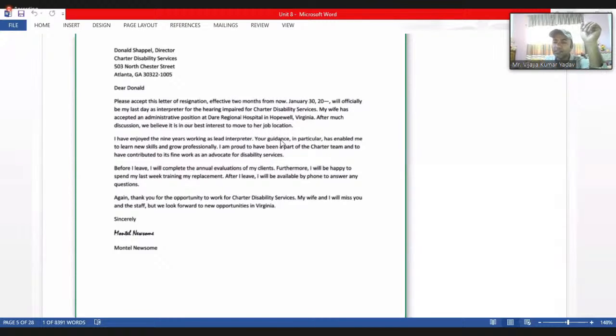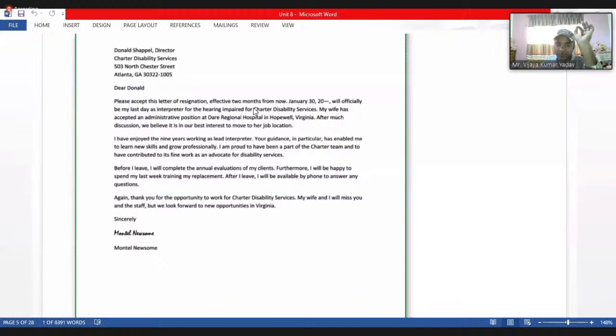After much discussion, we believe it is in our best interest to move to her job location. Right? Now husband and wife should be in the same place, shouldn't they? The wife has been appointed in some other place and he is in some other place. So that's why he wants to go to the location where his wife has the job. So that's why he is resigning from the job. So here this is the reason given.